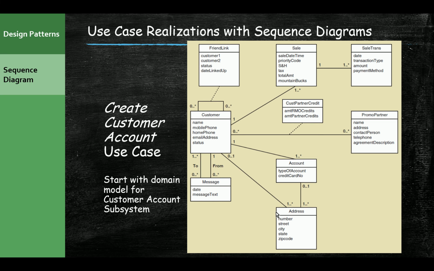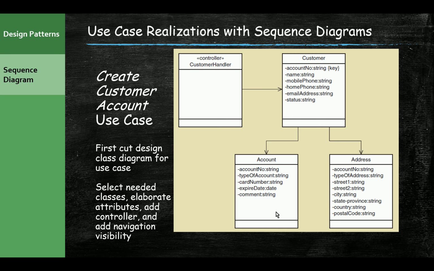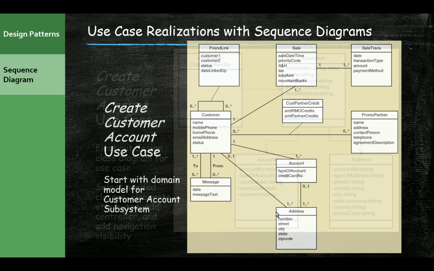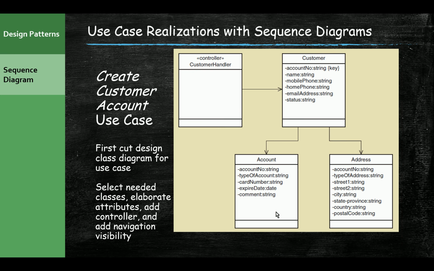All right, so let's take a look. This is the create customer account use case we're talking about here. This is the class diagram. So here you can see all the relationships between all these classes. By the way, this is sort of a database diagram, more or less, but we can change this into our first cut design class diagram for the use case.